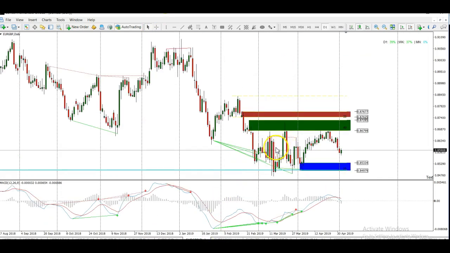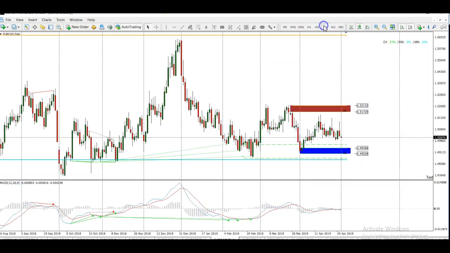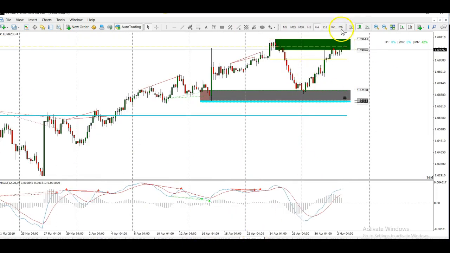Euro, British pound. Again, nothing on the daily. These are your daily zones here, and it's not anywhere near them. Euro CAD. Similar story.